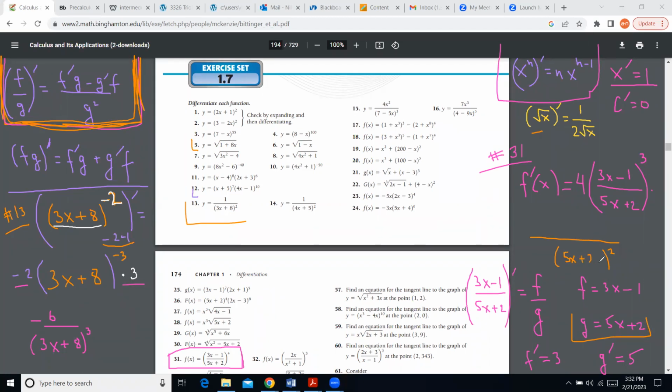Okay. And then on the top, I have to have a difference, right? We are subtracting f prime. So f prime is 3. So I go 3 times function g, which is 5x plus 2, so I put it in the parentheses, minus, now I need a g prime, so this is my number 5, and I multiply it by function f. You see what's going on? It's using that formula. So, okay, here's function f, so I put 3x minus 1.